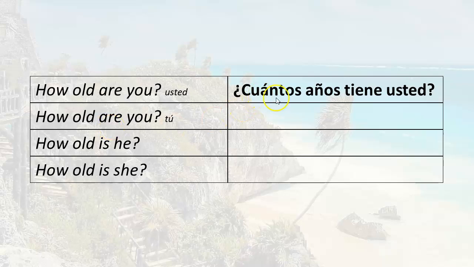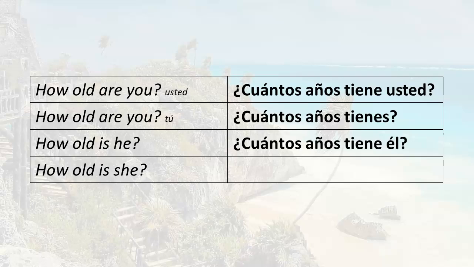Using tú, you have to follow the same formula. So how many years do you have? ¿Cuántos años tienes? How old is he? Literally, you have to say, how many years does he have? ¿Cuántos años tiene él? How old is she? ¿Cuántos años tiene ella?